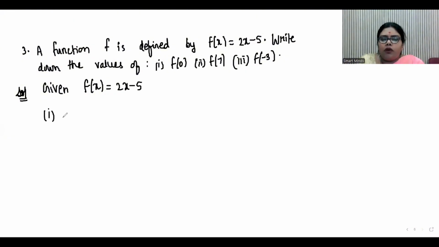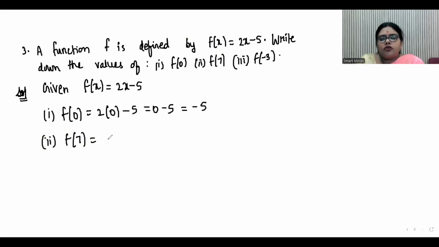Now first bit, what is f of 0? In f of x, wherever you have x, you put 0. So that is 2 into 0 minus 5. That is 0 minus 5, which is equal to minus 5. Now second bit is f of 7. So in f of x, wherever you have x, you put 7. So 2 into 7 minus 5. That is 14 minus 5. That is equal to 9.